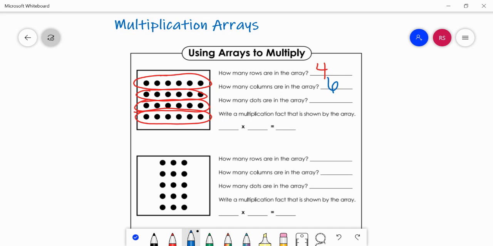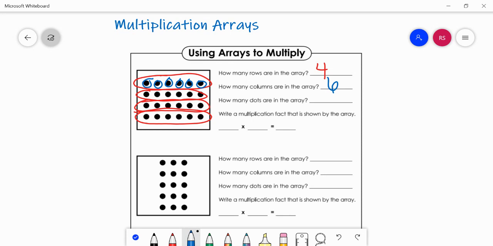So I know these are equal groups. That's so important with multiplication, is that we're talking about equal groups. They have an equal number inside of each group. So I have 1, 2, 3, 4, 5, 6 dots inside of each row. That's where I got that number 6 from, right? When we were thinking about the columns as well. That's where that connection should be made.